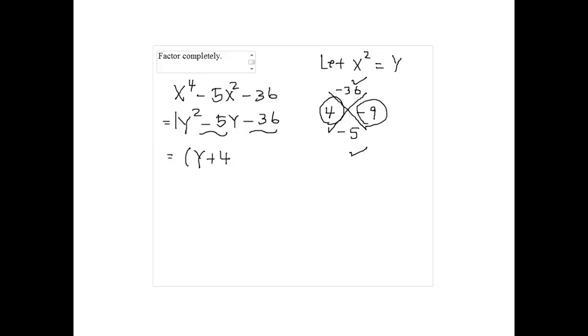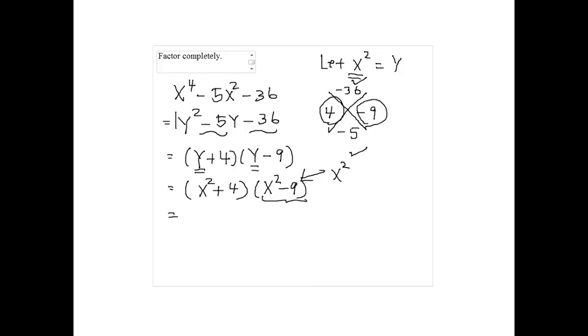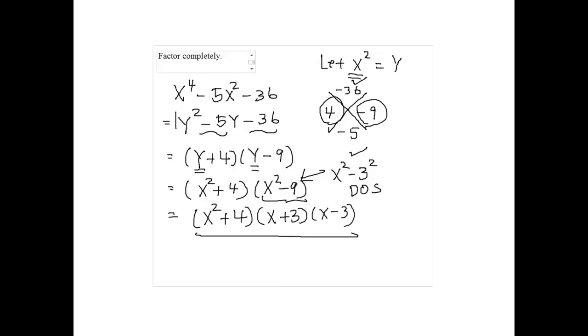So y plus 4 times y minus 9, but y was really x squared, so substituting x squared for y, we get x squared plus 4 times x squared minus 9. Now notice that x squared minus 9 is written as x squared minus 3 squared. That's a difference of squares, so we can rewrite this as x plus 3 times x minus 3.